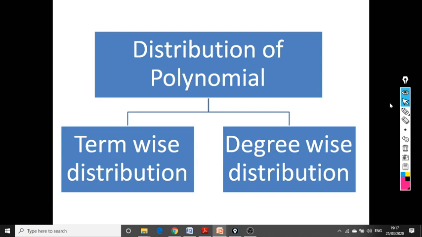Now in this video, we will discuss how to distribute a polynomial. Polynomials can be distributed two ways. First way, term-wise distribution, and the second is degree-wise distribution. We will discuss them one by one. Let us start with term-wise distribution.